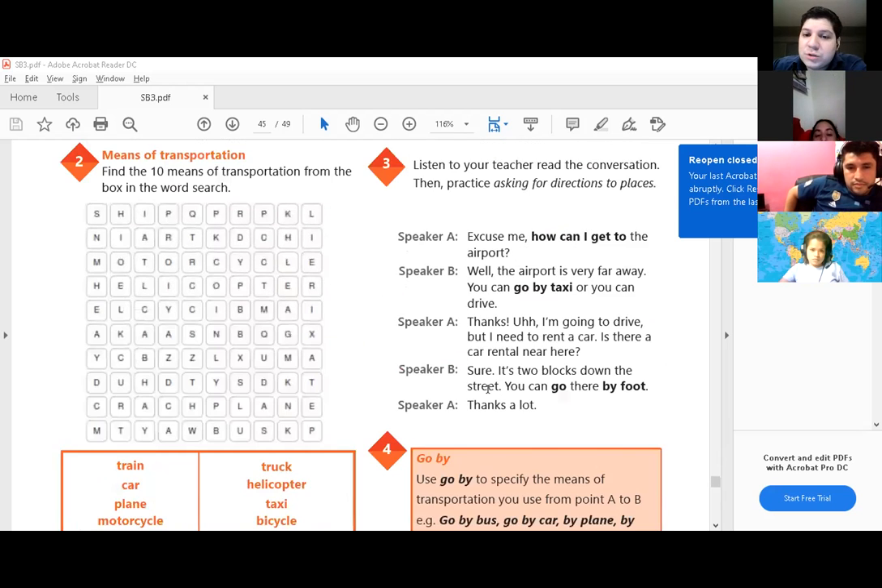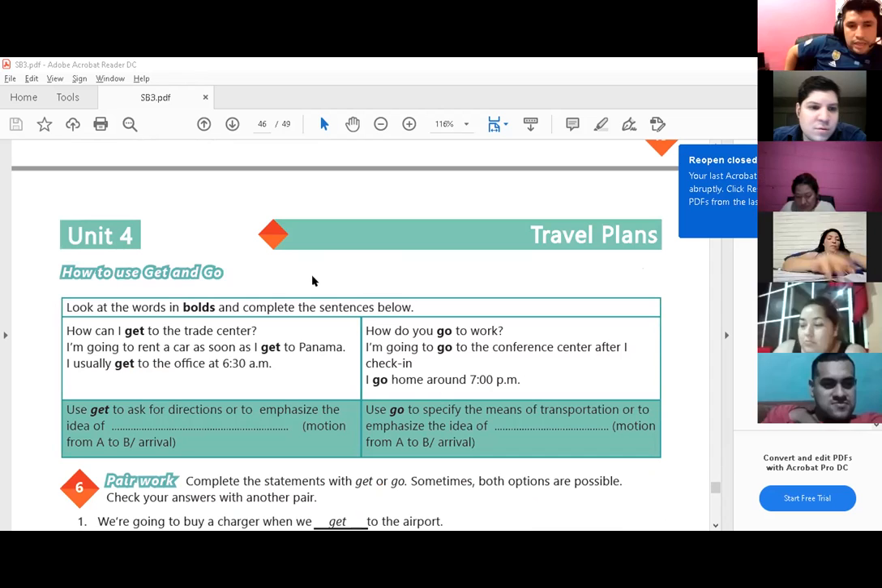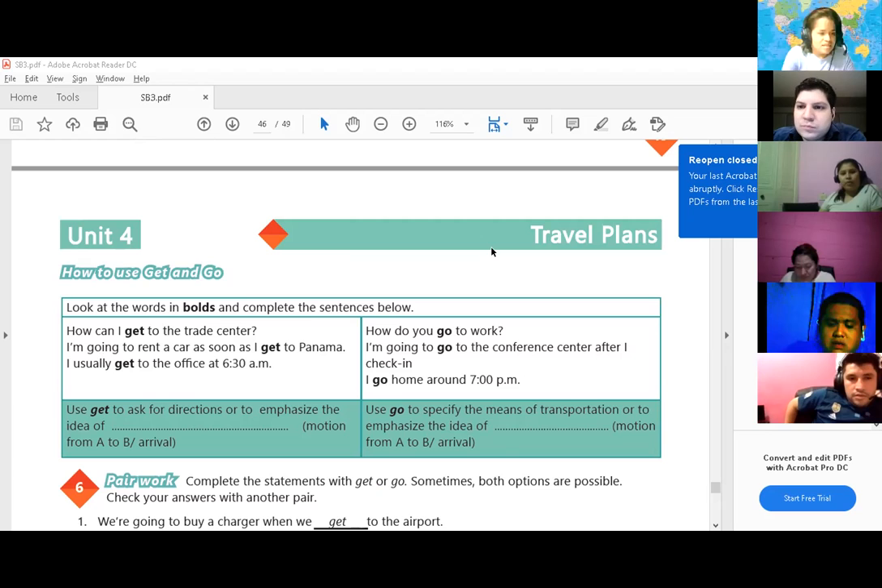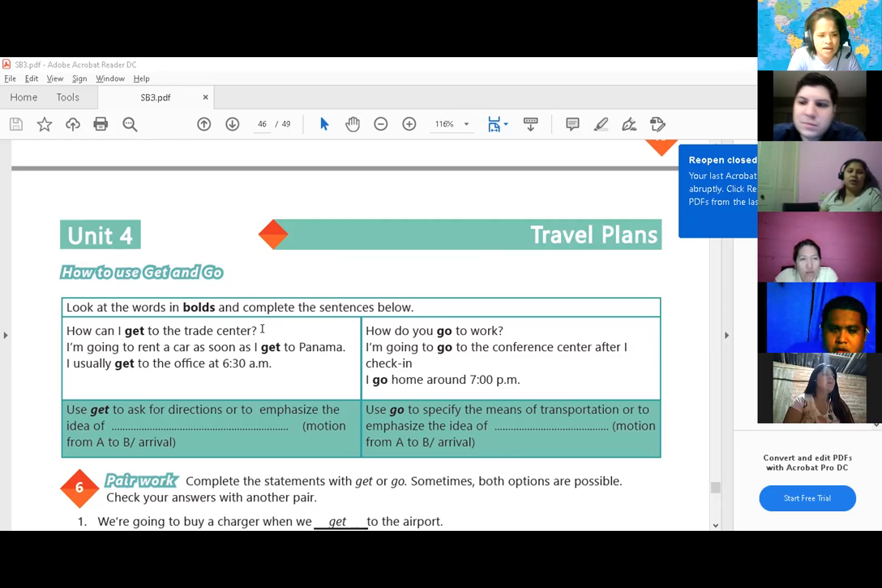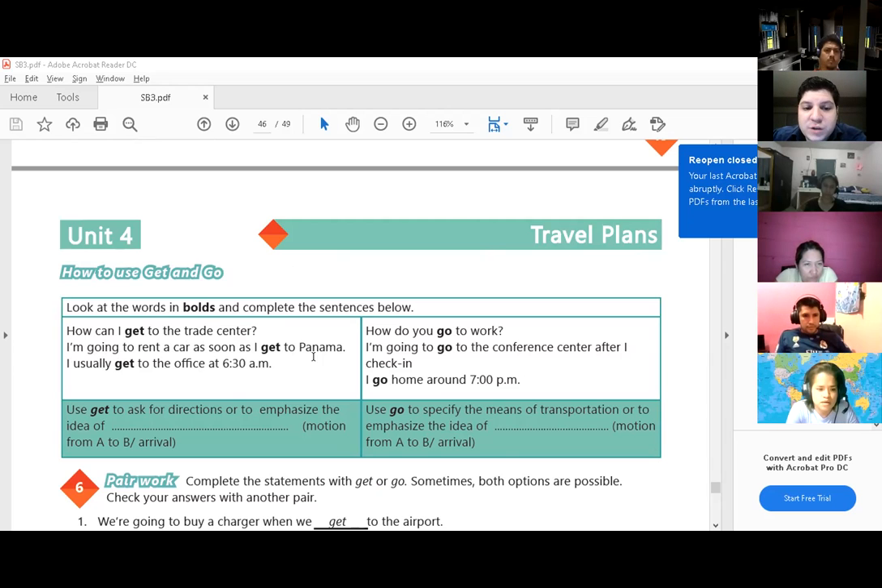Okay. Also, something I want to share with you real quick is that we're going to use the difference between get and go. So repeat after me, please. How to use get and go? Look at the words in bold and complete the sentences below. How can I get to the trade center? I'm going to rent a car as soon as I get to Panama.